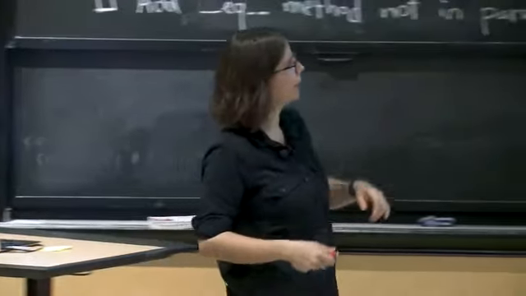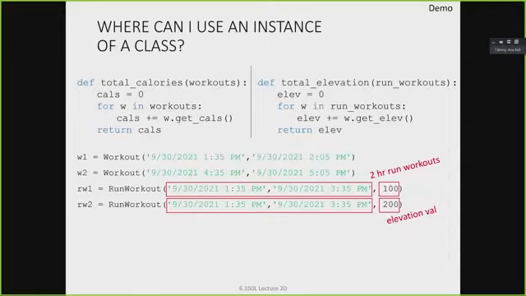So in this particular case, I've got these two running workouts at 400 calories because by default, I didn't actually pass in the number of calories. And then the elevation is 100 and 200.